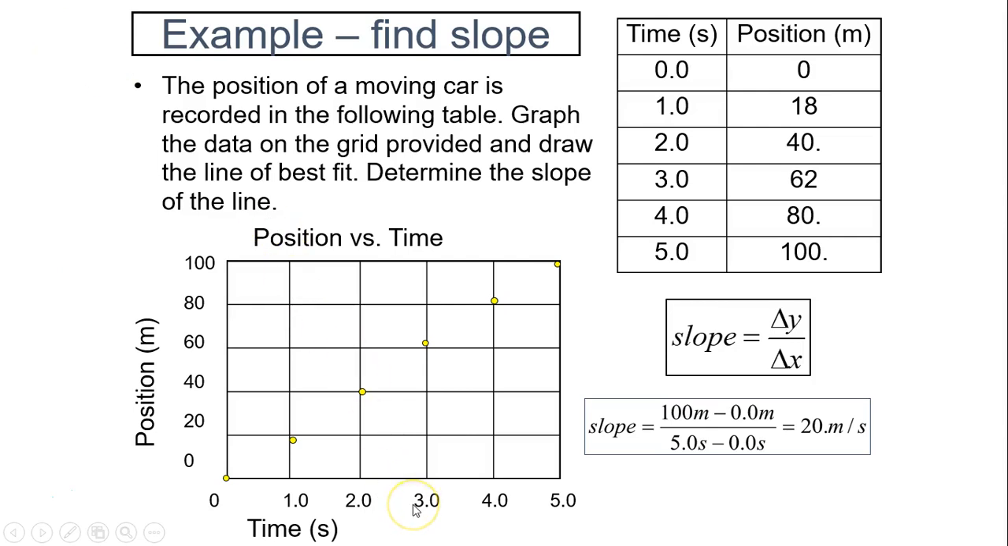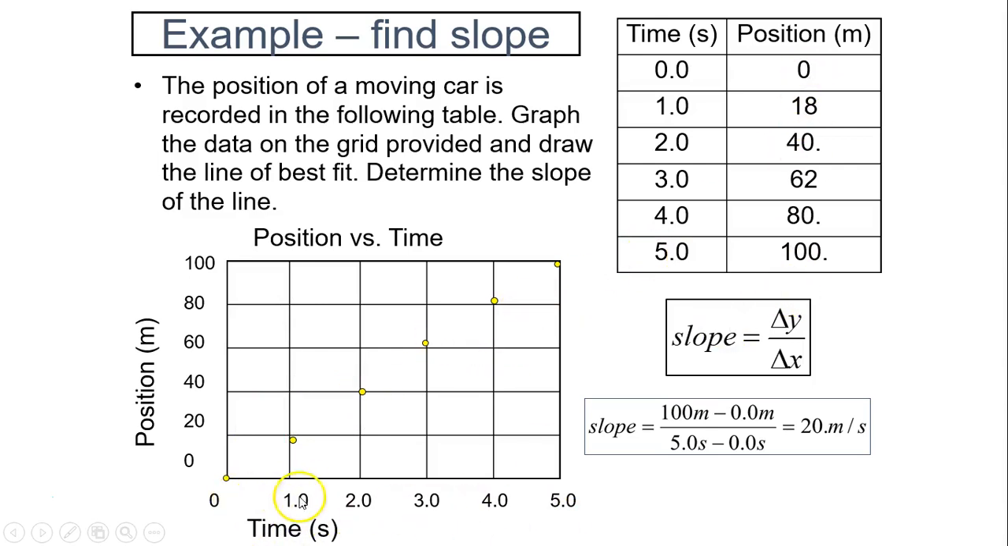Here is an example to find slope. The position of a moving car is recorded in the following table. So these are the tables. Graph the data on the grid provided and draw the line of best fit. So these are the data you graphed according to this, right?